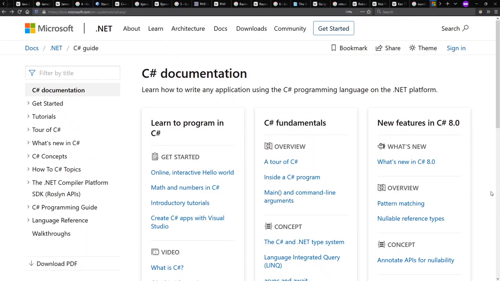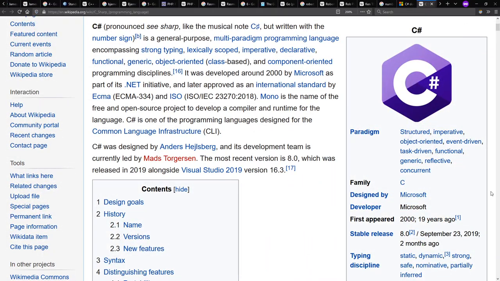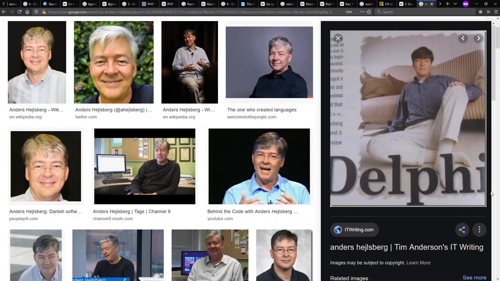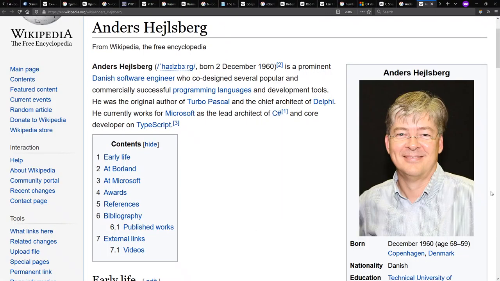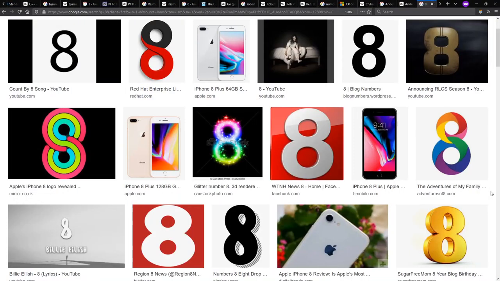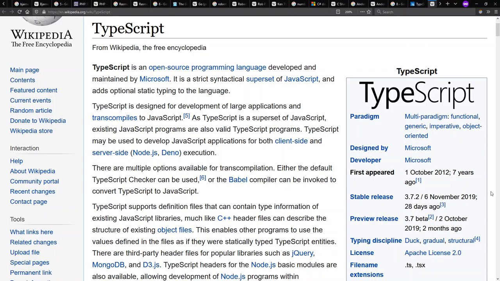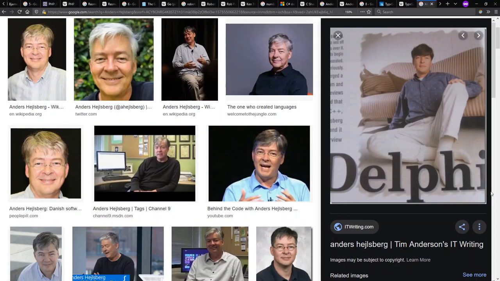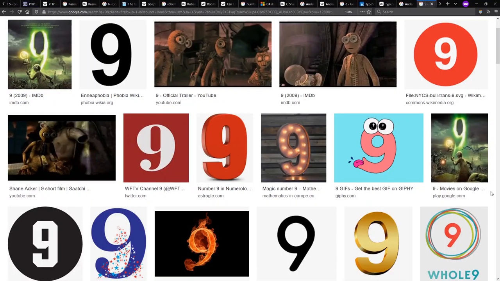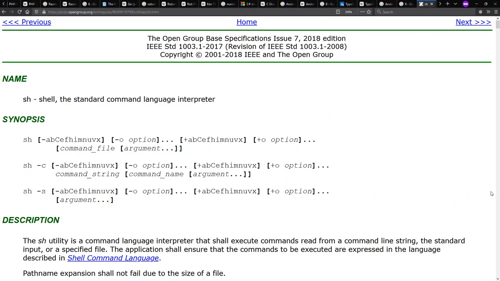Number seven, we have C Sharp, released originally in 2000, designed by Anders Hejlsberg, who is from Denmark. Number eight, we have TypeScript, which was released in 2012 and also by Anders Hejlsberg. Number nine, we have Shell.